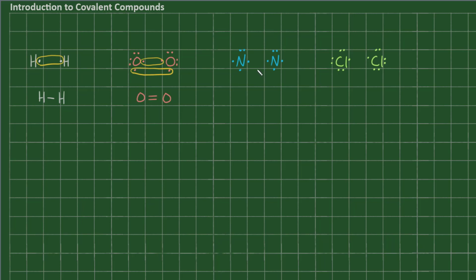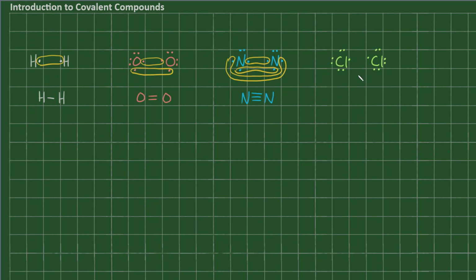Each nitrogen has 3 single electrons, therefore it will want to form 3 covalent bonds. And again, we will have sharing of electrons. So these 2 will be shared to form a covalent bond, then these 2 will be shared to form a second covalent bond, and then the nitrogens will share these 2 electrons to form the third covalent bond. And now we end up with a triple bond between the nitrogens, and we indicate that by using 3 lines. Again, each line represents a sharing of 2 electrons.